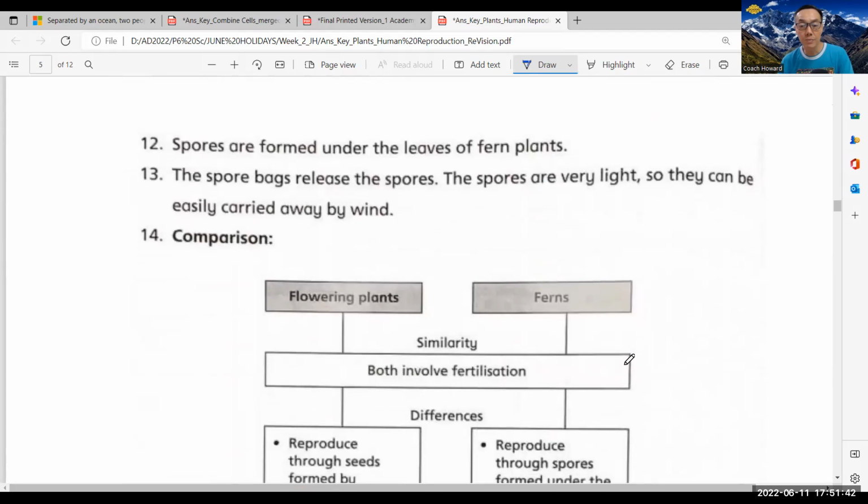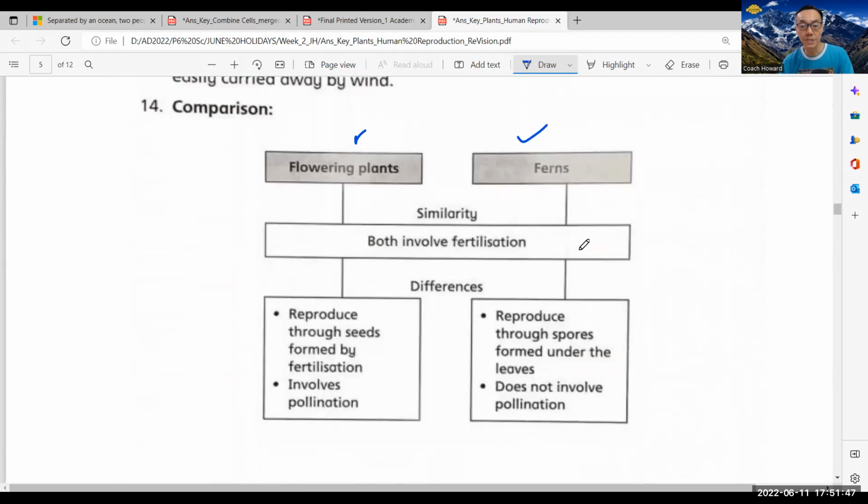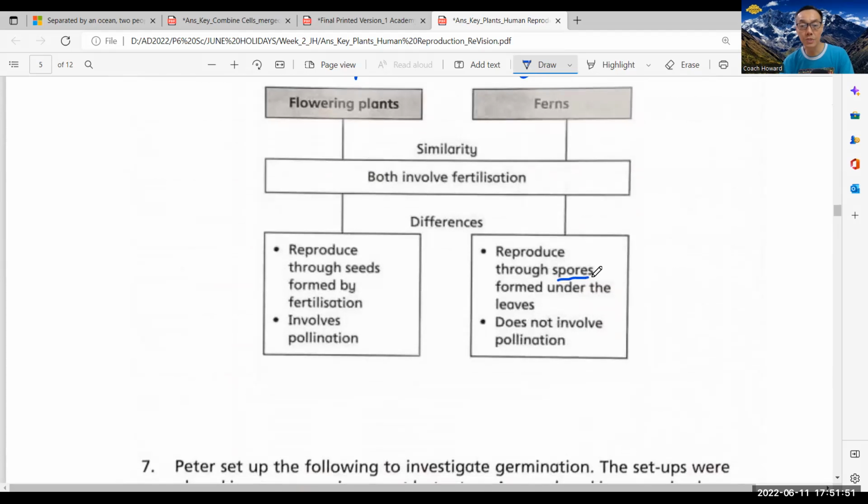Okay, next, this one is about comparison between flowering and non-flowering plants, which are ferns. So these are the differences. Ferns reproduce by spores.